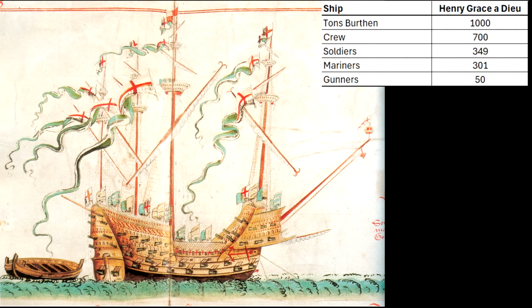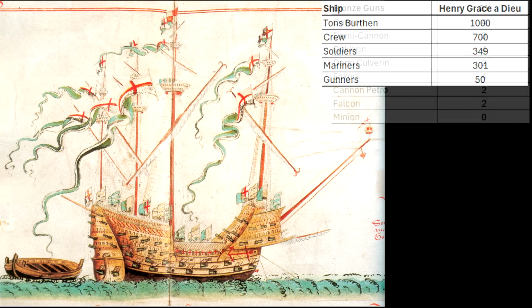As you can see here, she's registered at 1,000 tons burthen, making her the largest ship in Henry VIII's fleet, with a total crew of 700, composed of very precisely 349 soldiers, 301 mariners, and 50 gunners, which shows that although, as you can see, she is liberally equipped with guns, this is still an era where small arms fire and boarding is expected to make up a good majority of a ship's combat capability.